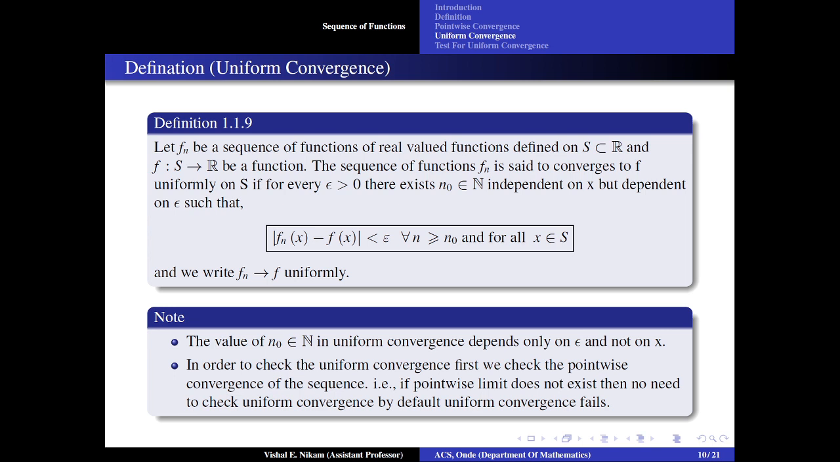Let fn be a sequence of real valued functions. Now we are going to discuss the uniform convergence. Firstly we calculate the pointwise convergence, then we verify whether the convergence is uniform or not. What is the difference between uniform convergence and pointwise convergence? Firstly, we calculate the pointwise convergence for the given sequence of functions, and then we check whether this convergence is uniform or not. What it means is, if the pointwise convergence does not exist for a sequence of functions, then there is no need to check the uniform convergence. By default the uniform convergence fails.